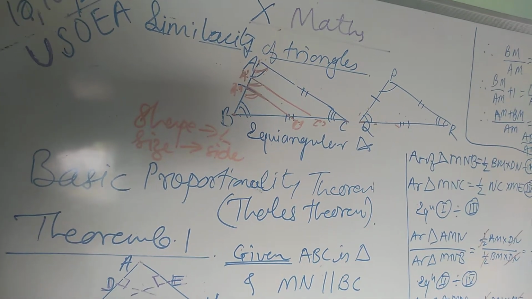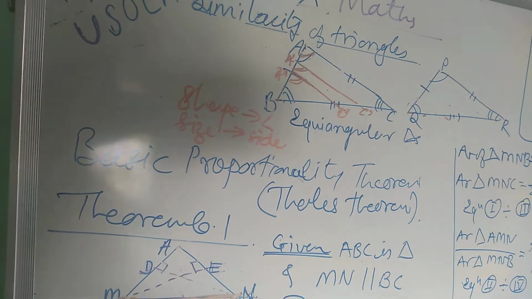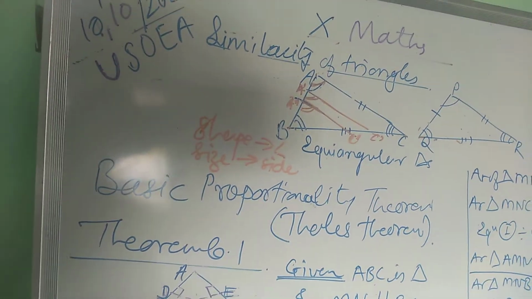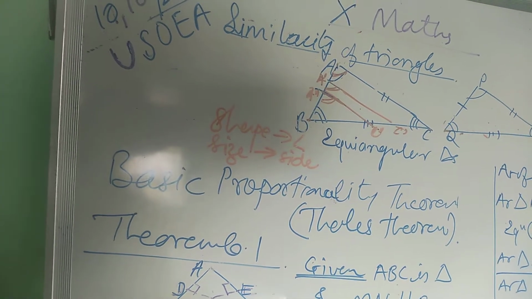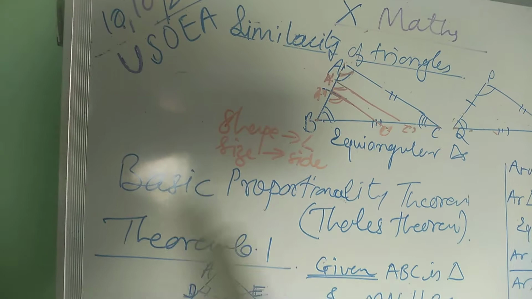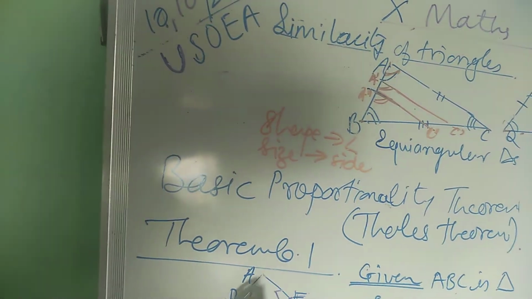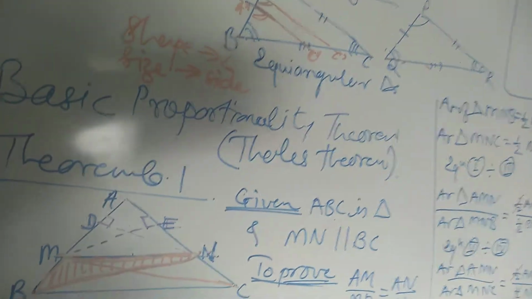Now we are going to see the proof of the Thales theorem. The theorem says that if a line is drawn parallel to any one of the sides of a triangle, then it intersects the other two sides in the same ratio. Okay, what are the parts of the lines that are made? The other two lines will be in the same ratio.